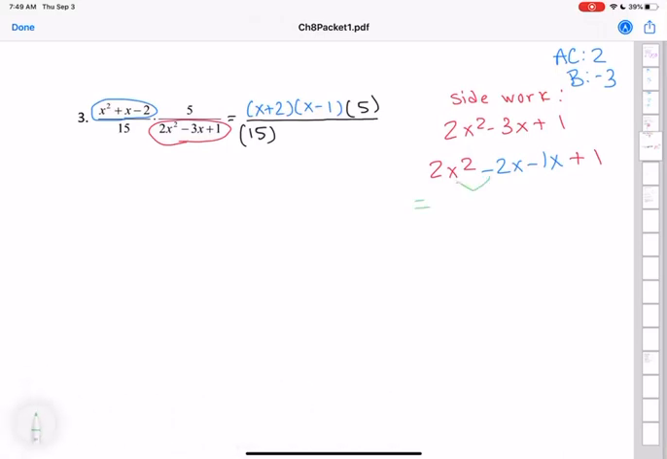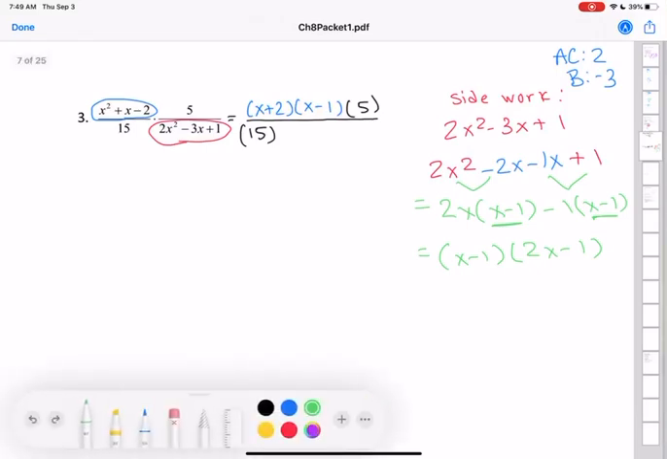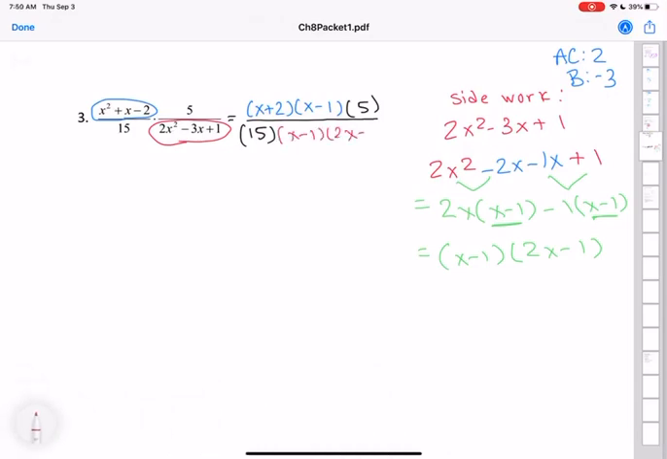Factor by grouping. These first two, I can pull out a 2x, leaving me with x minus 1. Here I can't pull anything out in these second two, so I'm just going to put a negative 1 as my placeholder, x minus 1. They have that x minus 1 in common. I'll bring that out front, leaving me with 2x minus 1. So 2x squared minus 3x plus 1 is x minus 1 times 2x minus 1.